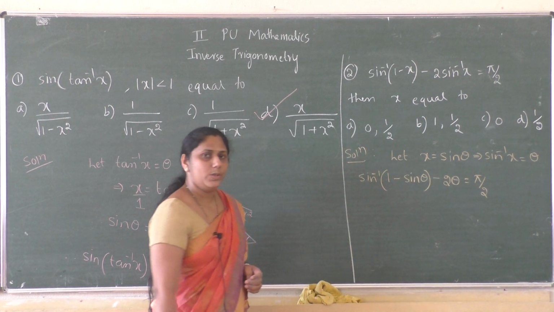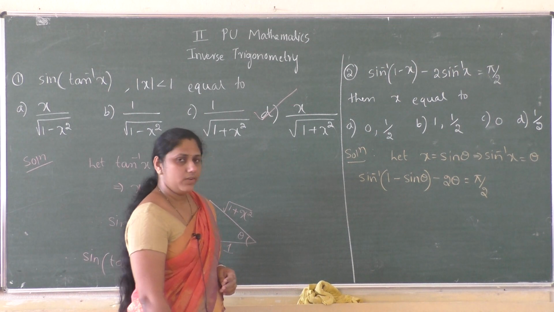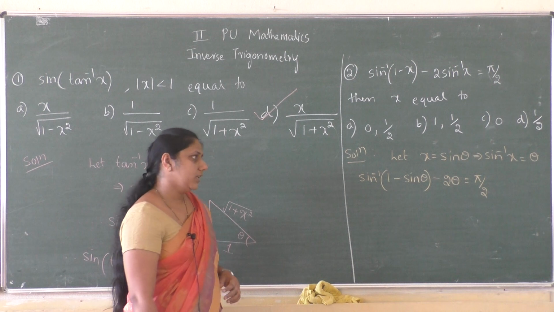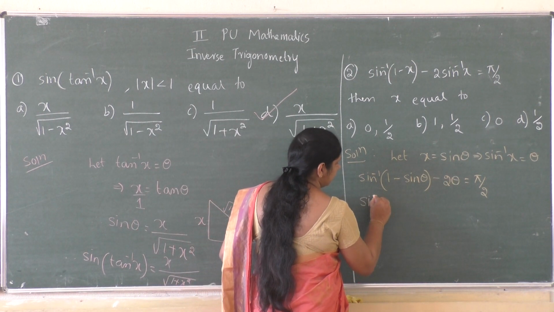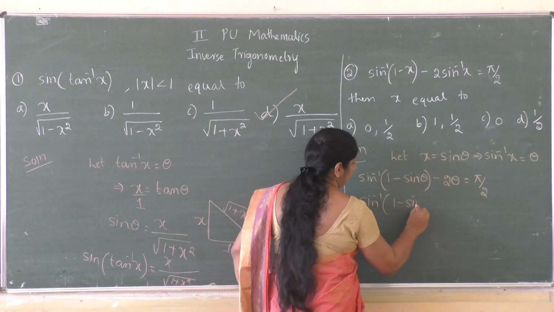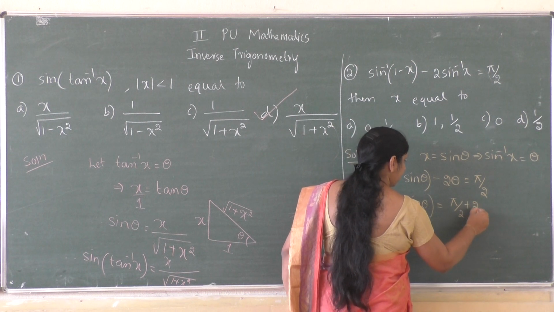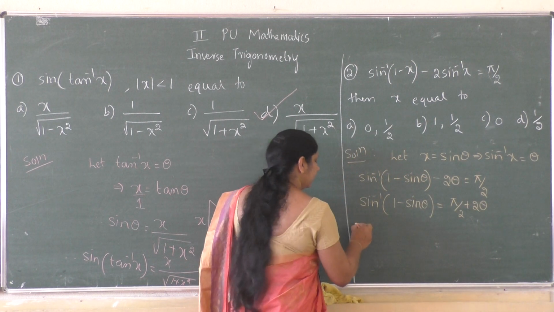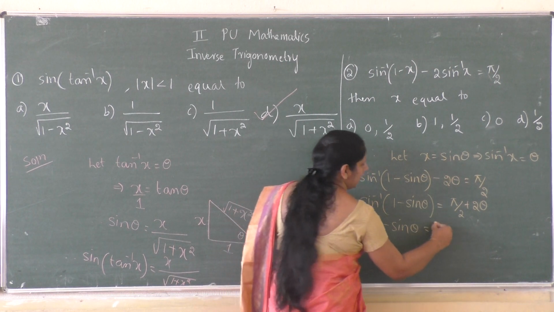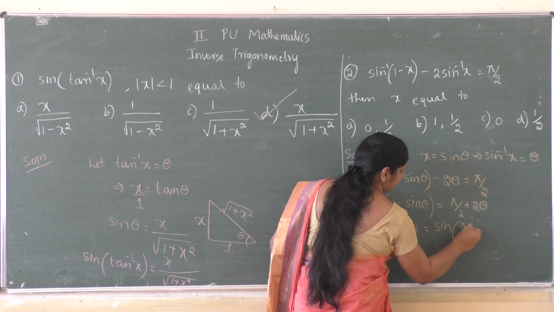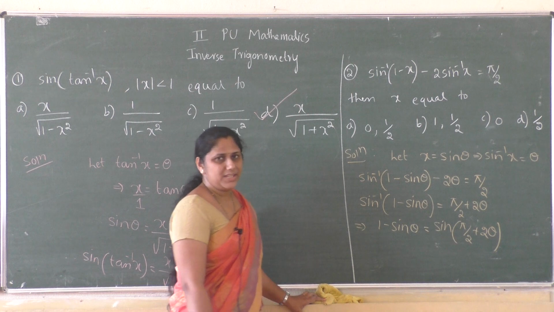So if I take x equal to sin theta, then the given expression can be written as sin inverse of 1 minus sin theta minus 2 theta equal to pi by 2. Rearrange this, that is sin inverse of 1 minus sin theta is equal to pi by 2 plus 2 theta, or this can be written as 1 minus sin theta equal to sin of pi by 2 plus 2 theta.